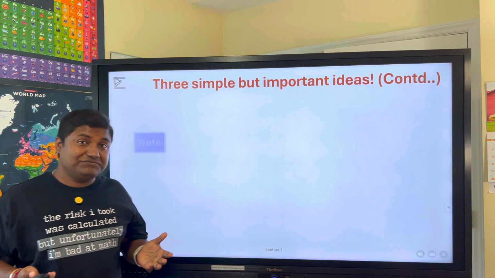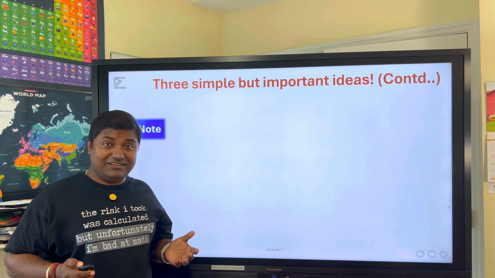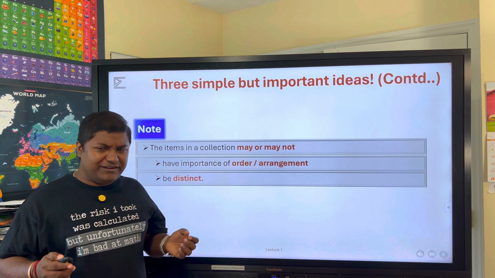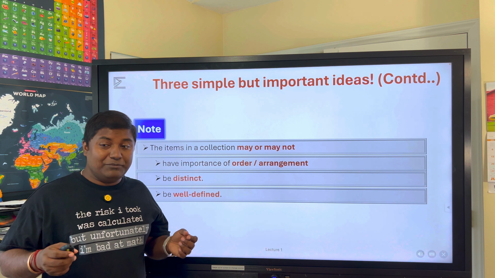So now we have an important thing to note: whenever we have a collection, the items or elements in the collection may or may not have the importance of order. They may or may not be distinct, and the collection may or may not be well defined. Now we are going to discuss it one by one. We will first see examples of collections where the items may or may not have importance of order. Starting with, let's see when the order is important in a collection.